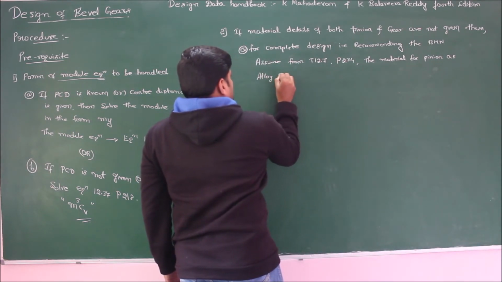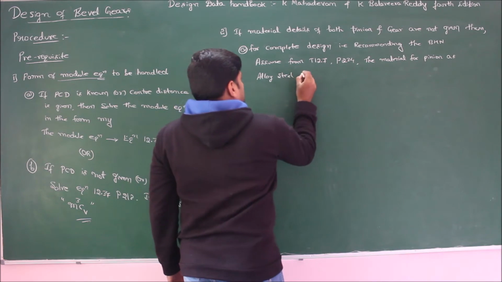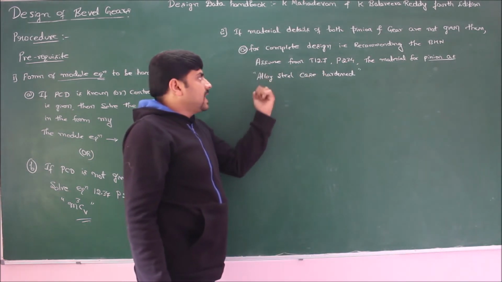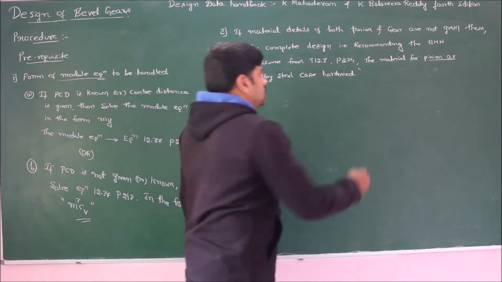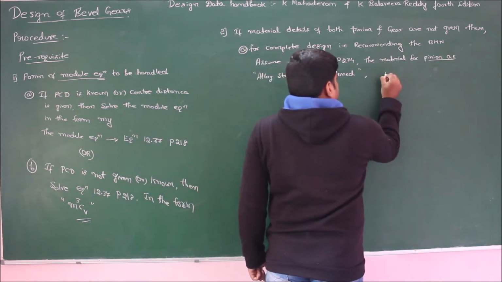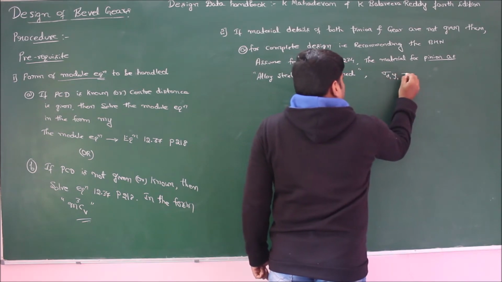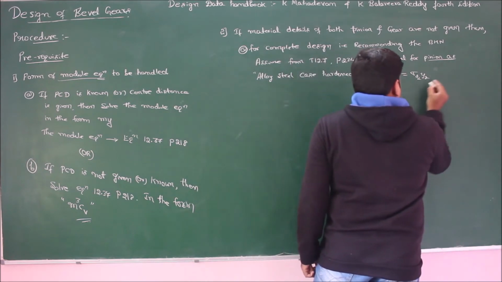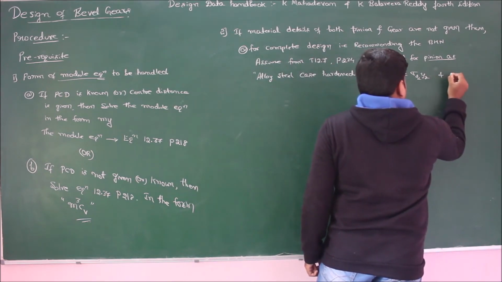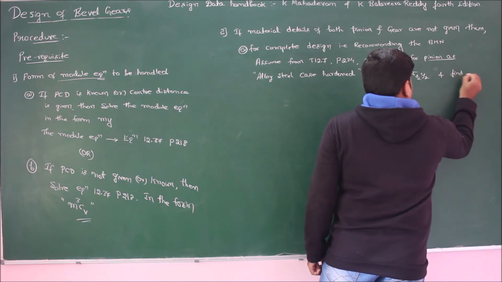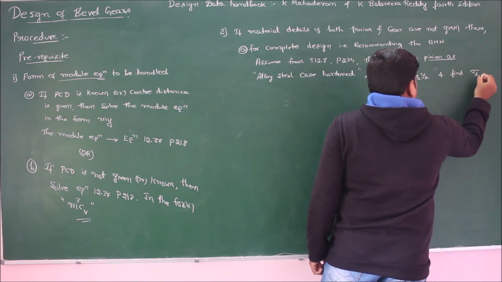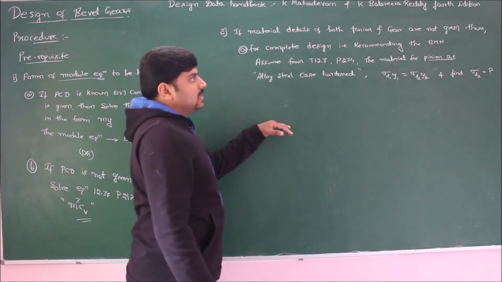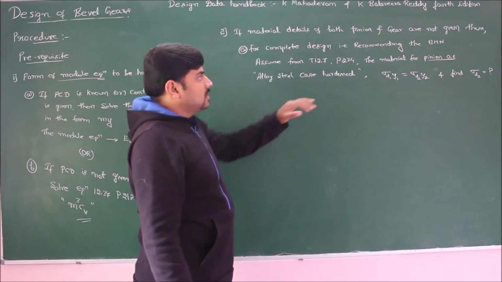alloy steel case hardened. Once you adopt alloy steel case hardened material for pinion, then as usual you equate sigma d1 y1 is equal to sigma d2 y2 and find sigma d2, which is nothing but allowable static stress of gear.